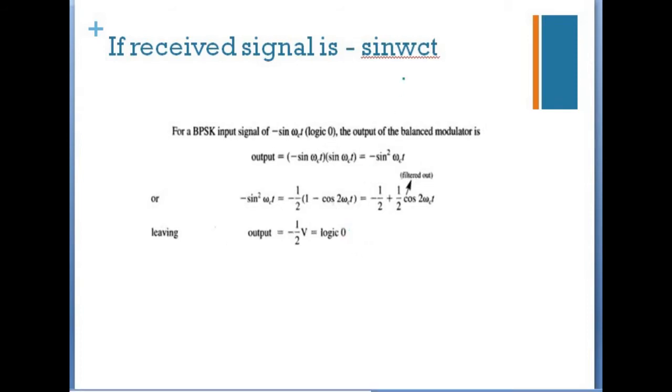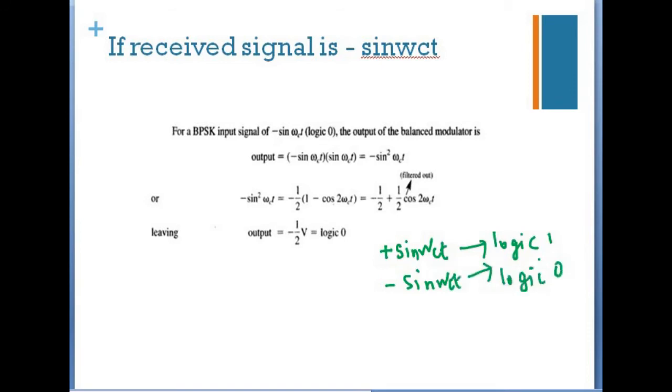If the received signal is minus sin omega ct, this minus sin omega ct and the carrier signal are multiplied in the balance modulator. So we get minus 1 by 2 times (1 plus cos 2 omega ct). This is filtered by the low pass filter. Finally we get minus 1 by 2, which is given to the level converter to get logical 0. So if plus sin omega ct is received, we get logical 1. If minus sin omega ct is received at the receiver, we recover logical 0.